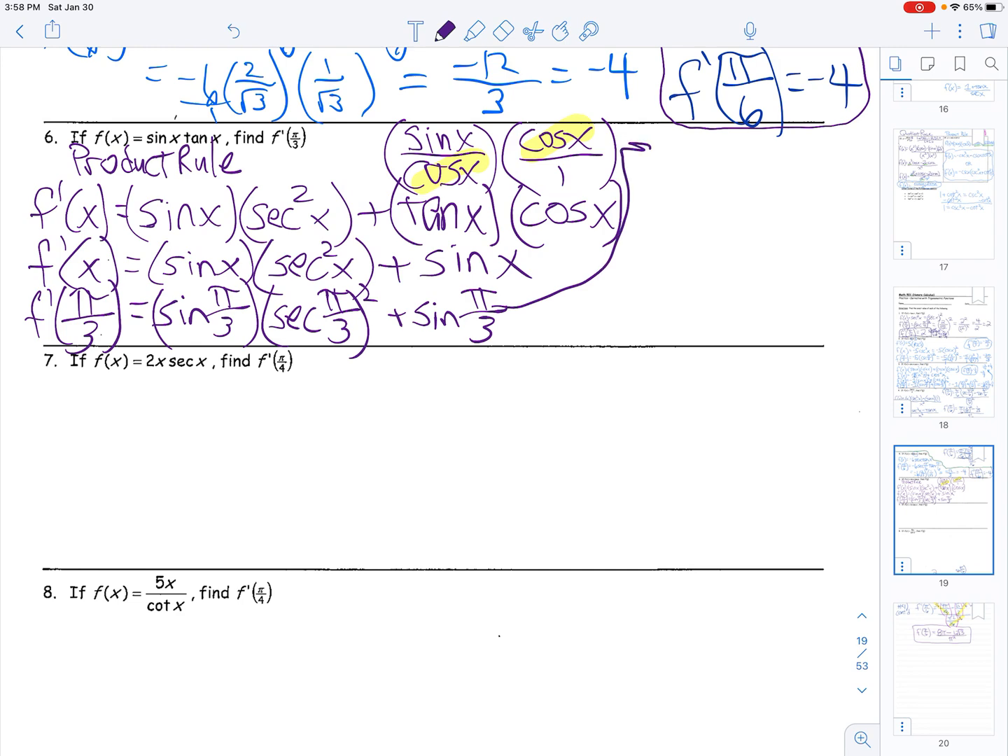So, I'll bring it up here, I guess. So, f prime of pi over 3 is the sine of pi over 3, which is radical 3 over 2, multiplied by the secant of pi over 3 squared. We'll get that in a moment. Plus sine of pi over 3, radical 3 over 2.